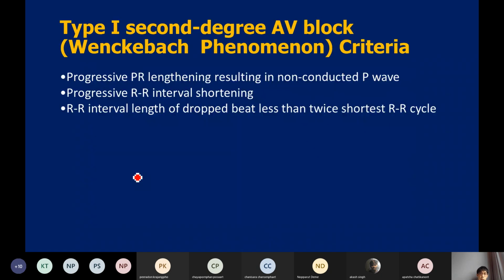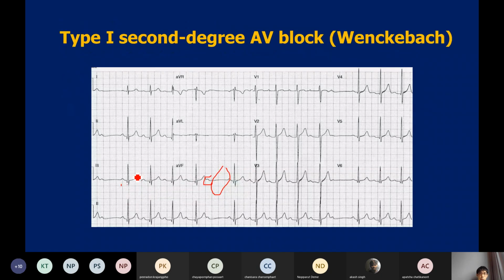You can see that there is progressive PR lengthening here from the first one. The PR is around this, and the PR is progressively lengthening because the impulse conduction is delayed. And this is more and more delayed until the AV node is blocked. Here is blocked.